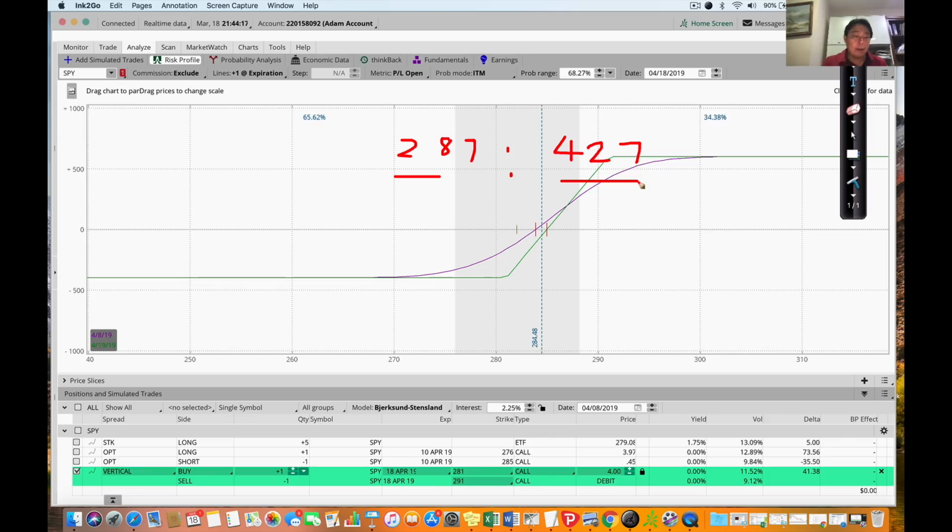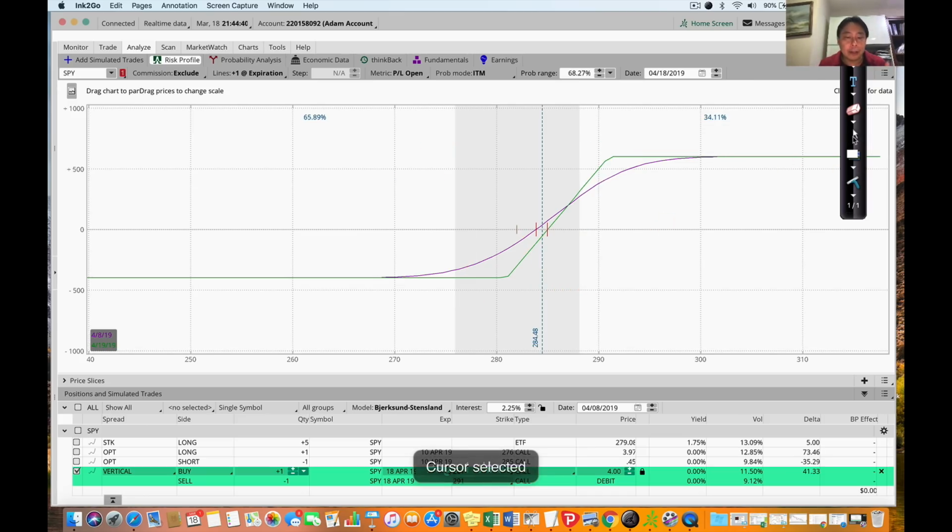So what's my risk to return? If I take 427 divided by 287, it's about, sorry, 1:1.5. So I'm risking $1 to make $1.50, thereabouts. Like I said, as long as it's 1 to 1.5 or higher, it's a pretty reasonable trade to take.